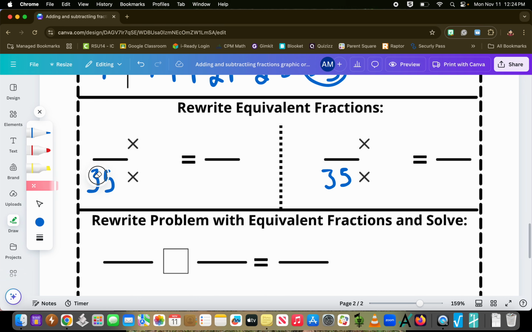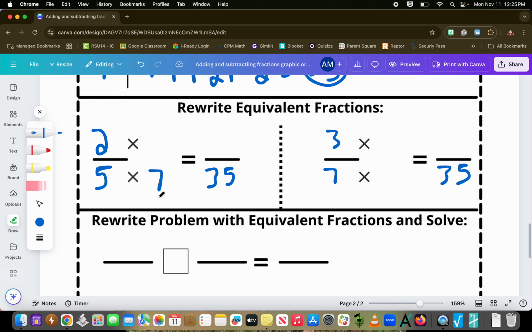Actually, whoops. Let me go back here. So my original fraction was 2/5. My other fraction was 3/7. We're trying to get to a common denominator of 35. So we say, what do we need to multiply to get to 35 in this case? So 5 times 7. And again, whatever you do to the denominator, you have to do to the numerator. So we're going to multiply the numerator by 7 as well. So 2 times 7 is 14.